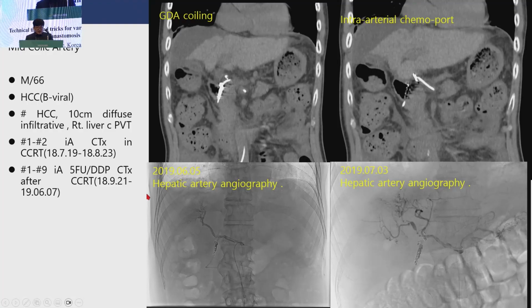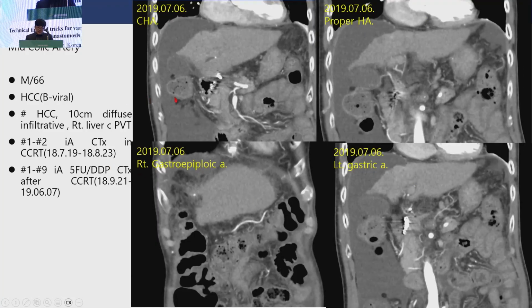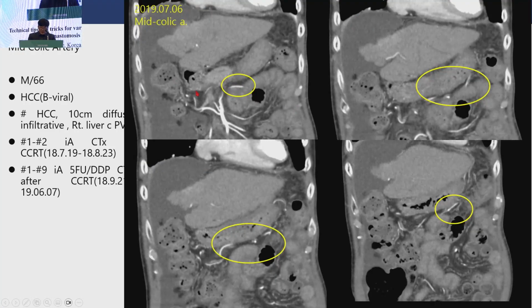The next case is a mid-colic artery case. This is an HCC patient treated with CCRT. After GDA clamping, you can see the hepatic artery has very bad patency on the angiography. The other arteries are not available either. The mid-colic artery is larger than the other arteries.